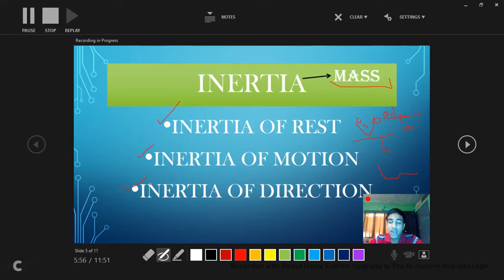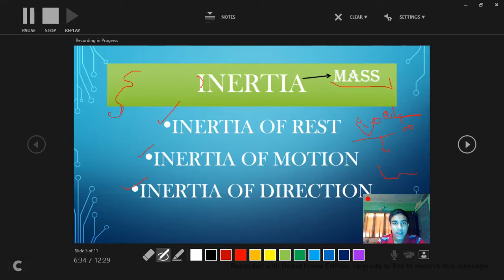Okay, so inertia of direction: suppose a path like this is there. You can notice here that there are curves. So if a car is moving like this, when it takes a turn, suppose it is here, taking a turn, then during the turn you will be shifted to the side the turn is taking.